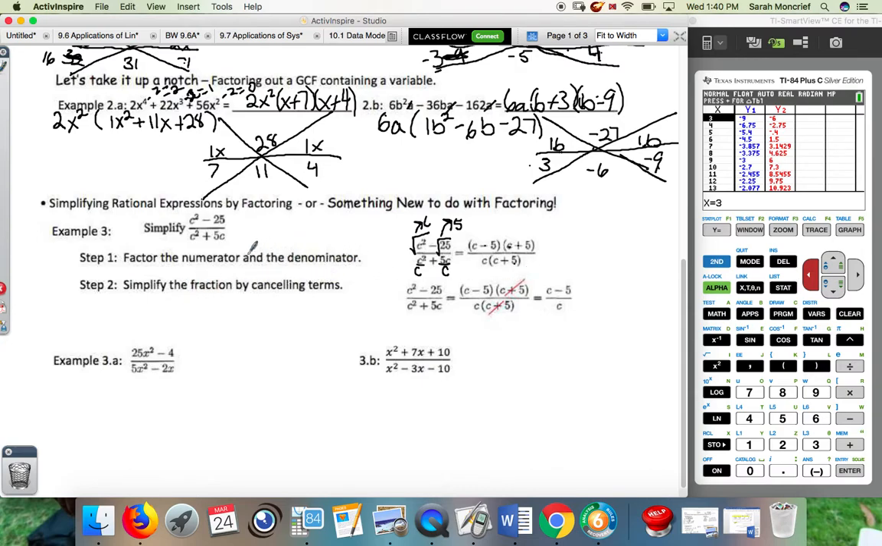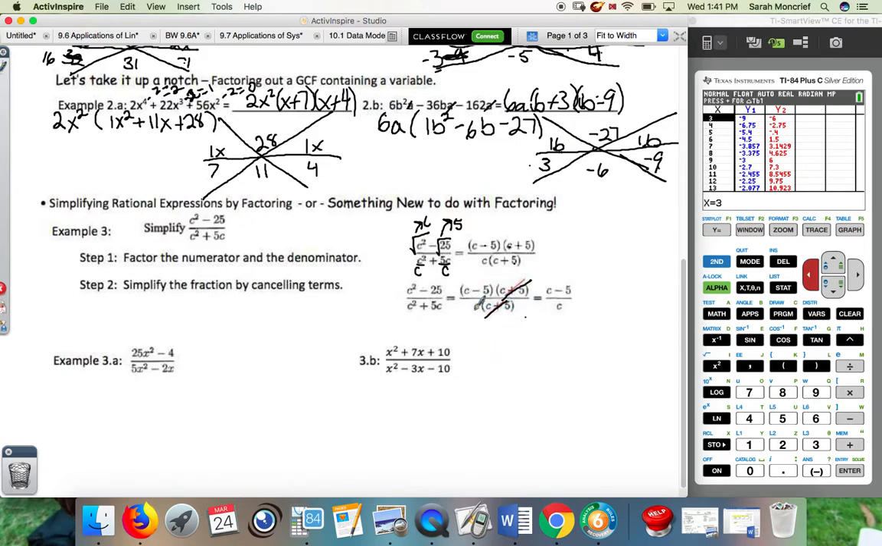After we've factored the numerator and the denominator, we will simplify the fraction by canceling terms. That means if you see anything that's the same on the top and the bottom of the fraction, you'll cancel them out. So we have a c minus 5 on top. Do you have a c minus 5 on bottom? No. We have a c plus 5 on top. Do we have a c plus 5 on bottom? Yeah, we do. So since we have both, we'll cancel them out.